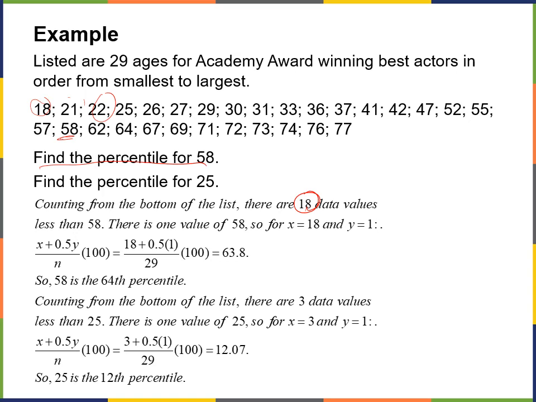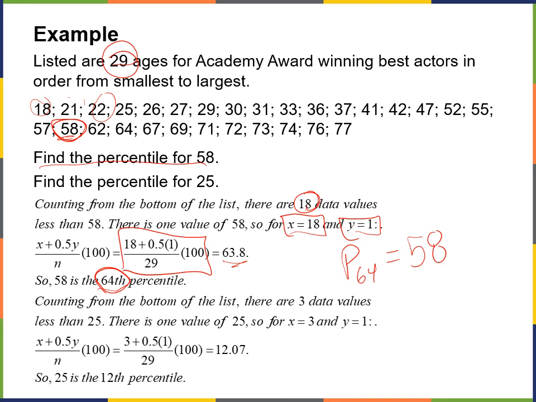All right? 58 only occurs one time. So X would be 18, Y would be 1. There are 29 total data values, so N would be 29. So plug all that into your formula, and you would get 63.8. Round that to 64, and there you go. P64, the 64th percentile, is where 58 would fall.